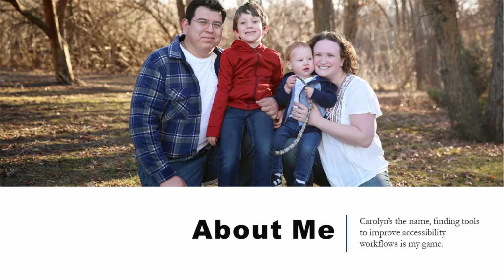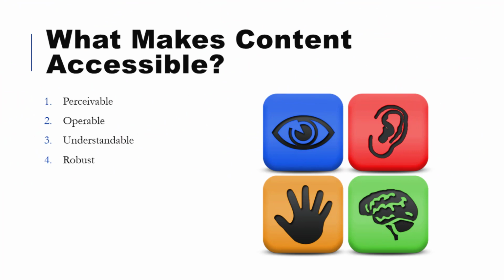So let's get started. Before we dive into the tools, I want to review what makes content accessible. The Web Content Accessibility Guidelines provides a framework for accessible content. These guidelines are based on 4 principles: perceivable, operable, understandable, and robust. Your content must be perceivable for users through sight, sound, and touch. It must be operable, meaning that the content works regardless of the technology used to access it. It must be understandable with simple, clear language. And finally, it must be robust and meet recognized standards and conventions for the web.